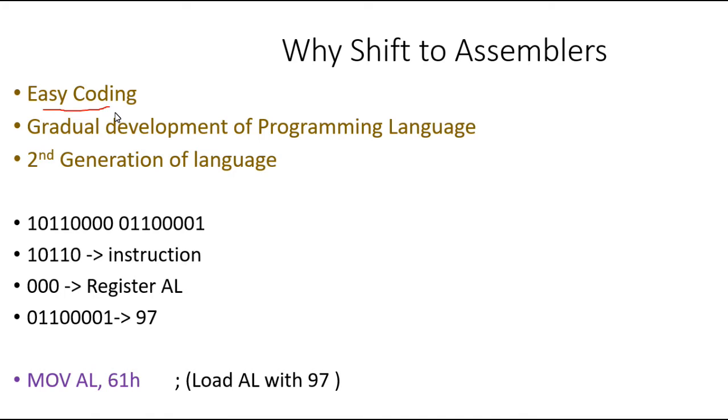It is not an easy task to code everything in zeros and ones, looking into some table and referring to all the opcodes and operand addresses from some references only in zeros and ones. That is not understandable at the human level. So we needed some mechanism that can mimic the instruction set, and we have the assemblers. This is a gradual development of the programming language.